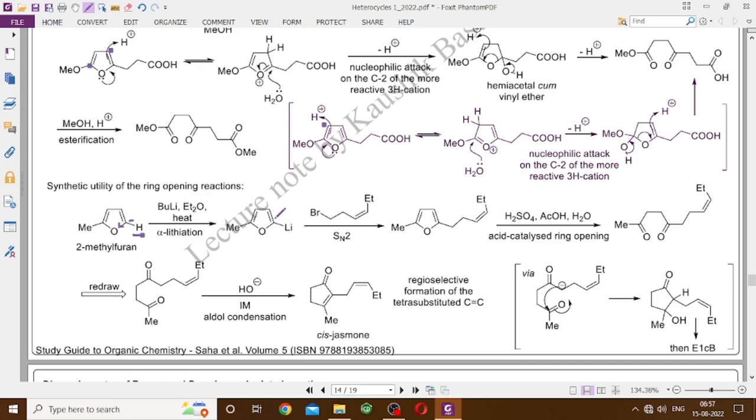So now you have a carbanion established here, and we are doing this reaction with the organobromide, which is an electrophile, just an SN2 reaction, and then we are opening the ring. After you open the ring, the 1,4-dicarbonyl is revealed, which is redrawn in this way. Treated with alkali, it will undergo intramolecular aldol condensation to give you the cyclopentanone derivative.